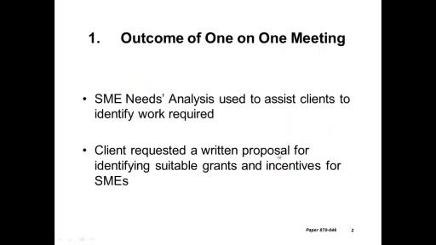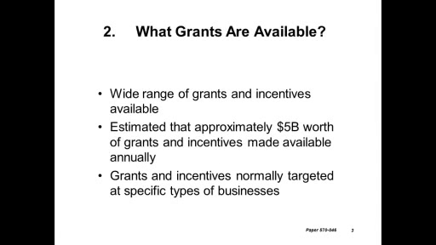So obviously what we're looking at is identifying grants. Our concept is that as part of the business advisory services process, you or your accounting team would have had what we call a one-on-one meeting with the client. So you've sat down with the client using the SME needs analysis, which is a virtual menu of services that your firm could provide to your clients. And from that, your client has requested some additional information about a particular government grant. So what grants are available?